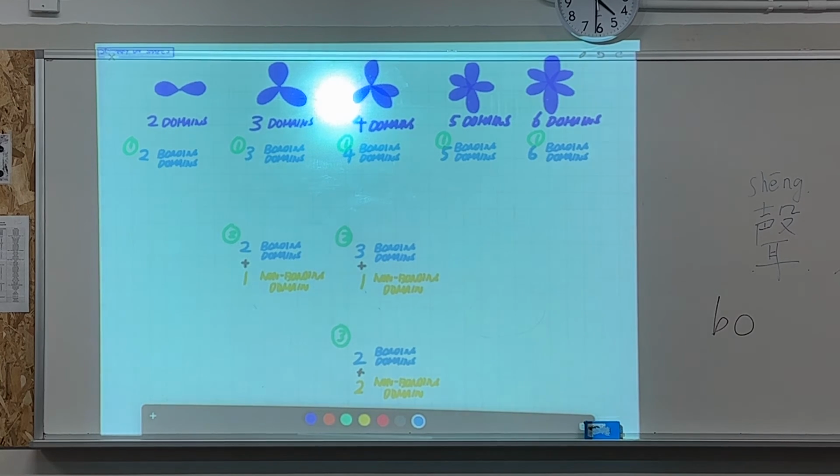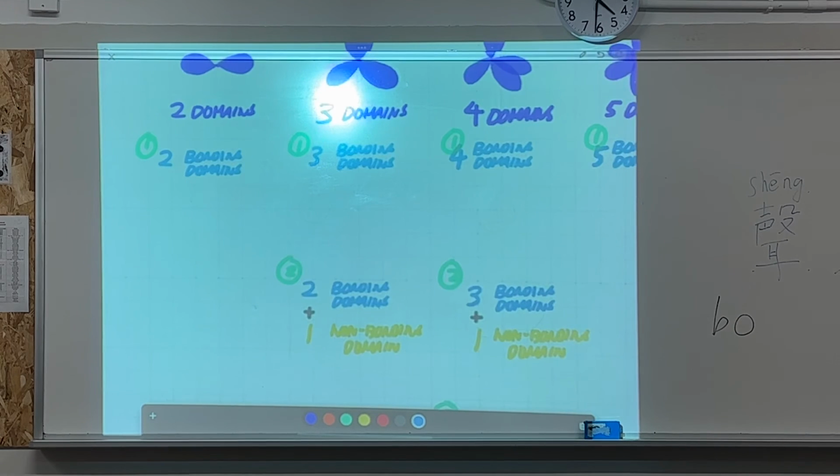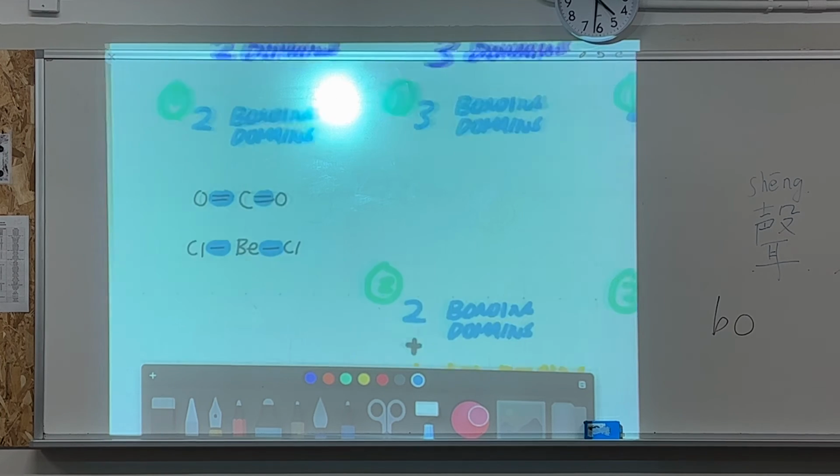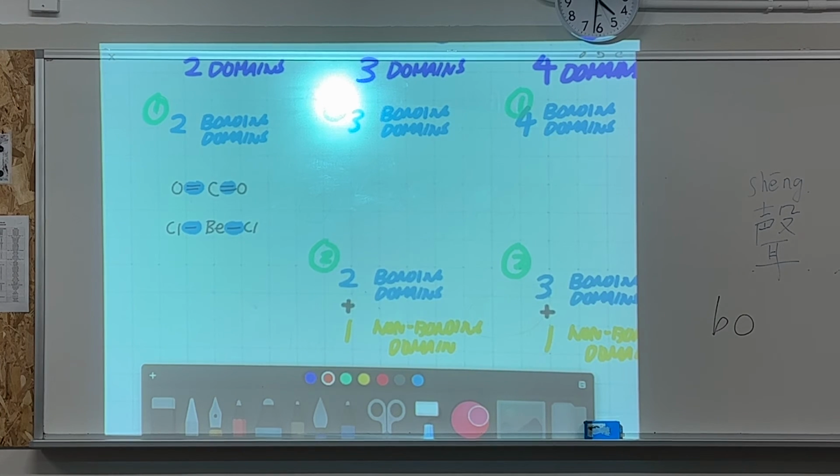So what is an example of a molecule with just 2 bonding domains? Well, we have a lot. We have CO2, we have BeCl2, so copy a few examples. BeCl2. These are all molecules with a linear shape because they have 2 bonding domains, right? So they are all linear. Write down the name of the shape. This is linear.